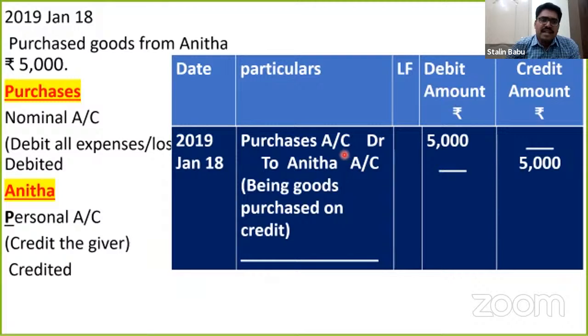What is the date? January 18. Entry purchases account debit to Anitha account. What is the amount? 5,000. So 5,000 is entered in debit column against debit account and rupees 5,000 entered in credit column against credit account. What is the narration? Being goods purchased on credit.